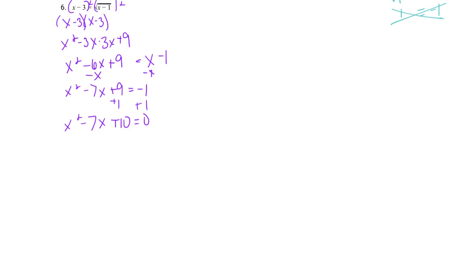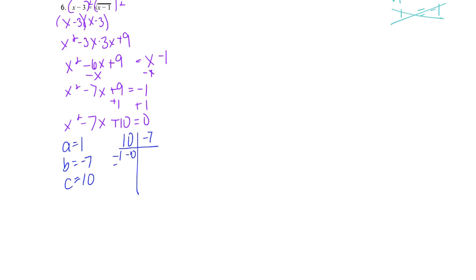We have A is 1. B is -7. C is 10. A times C is 10. B is -7. Factors of 10 that add up to -7: if they multiply to get a positive and then add together to get a negative, they have to both be negative factors.